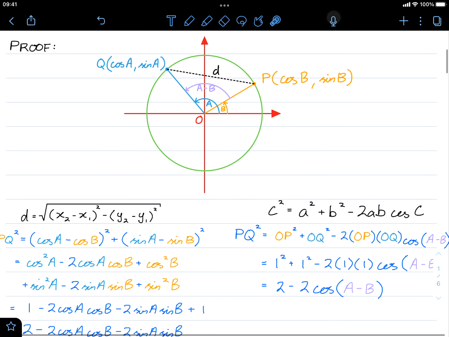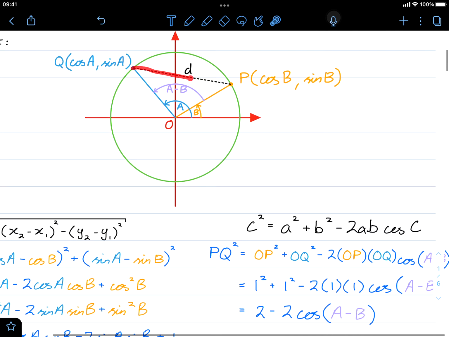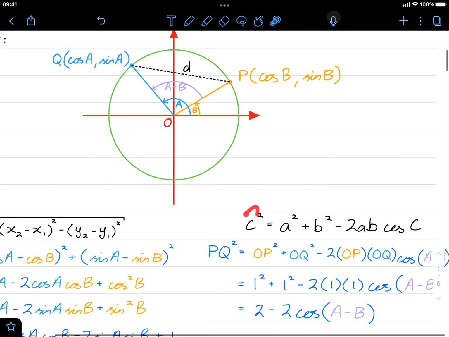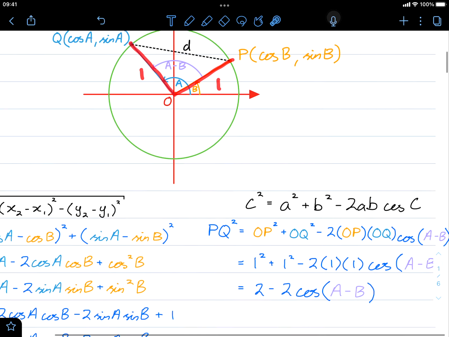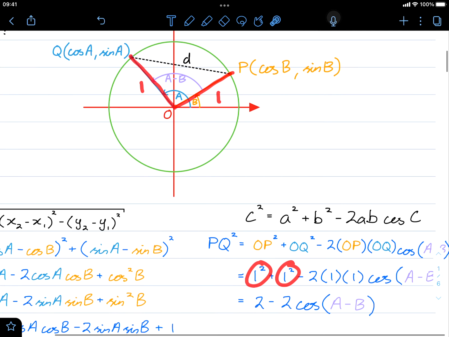Now we're going to do the same thing using the cosine rule. So we're going to find the distance between these two using the cosine rule, which is c squared equals a squared plus b squared minus 2ab cos C. C squared is PQ squared. A is the distance OP from O to P, and B is the distance from O to Q. Since this is our unit circle, this is a radius of 1, and this is a radius of 1. Hence why we get that: 1 squared, 1 squared. OP, OQ, same thing.